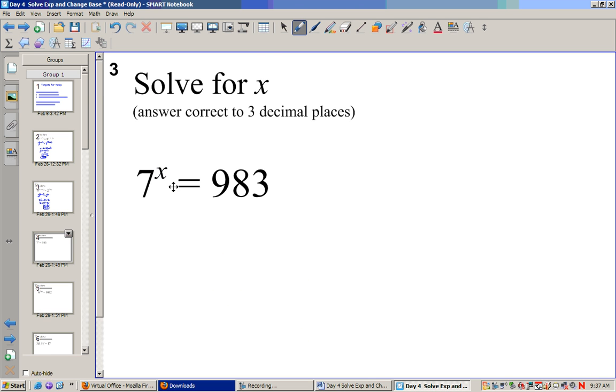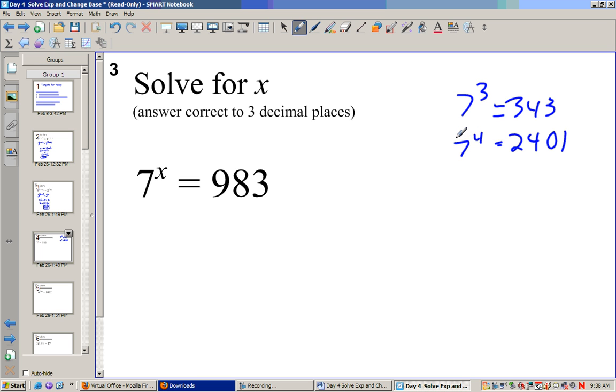All right. Now if I want to solve for x here, we have to think, is this 7 to some power? 7 times 7 is 49. Multiply that times 7, you get 343. Multiply that by 7, and you will get 2,401. So if 7 to the third power is 343, and 7 to the fourth power is 2,401, we know this x value has to be somewhere between 3 and 4. But it's not exactly 3 or exactly 4.